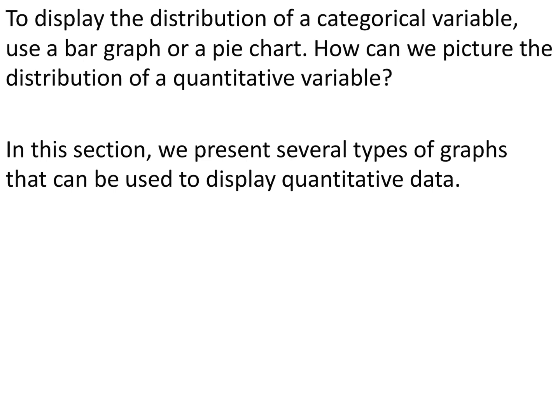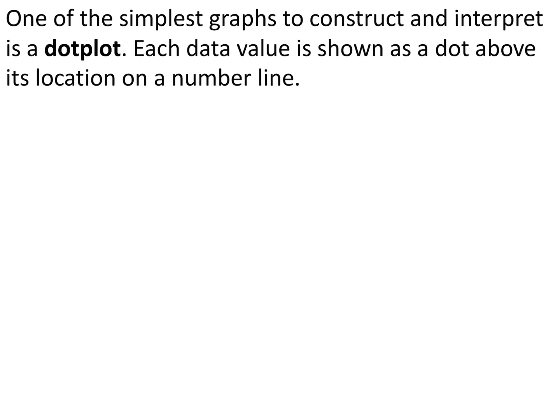In this section, we present several types of graphs that can be used to display quantitative data. One of the simplest graphs to construct and interpret is a dot plot. Each data value is shown as a dot above its location on a number line. So when you're creating a dot plot, the first thing you're going to do is create your axis, and it's going to be usually a number line.